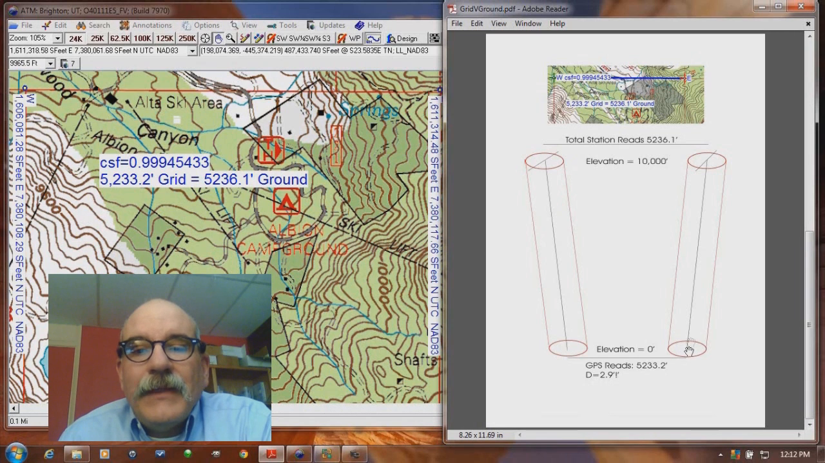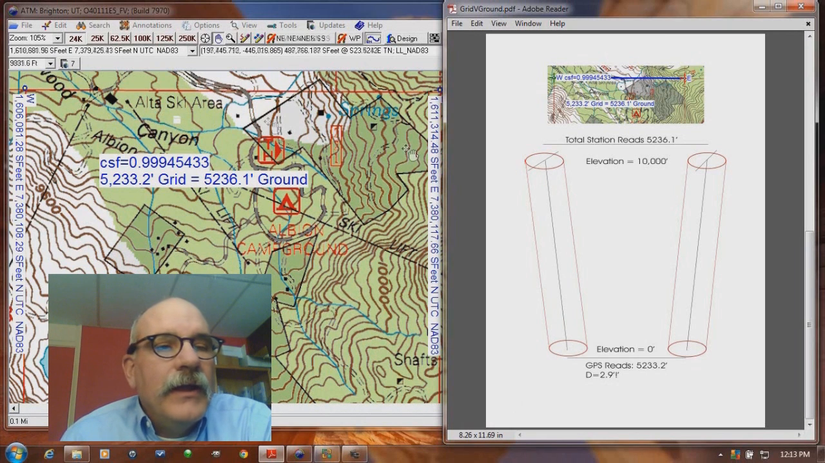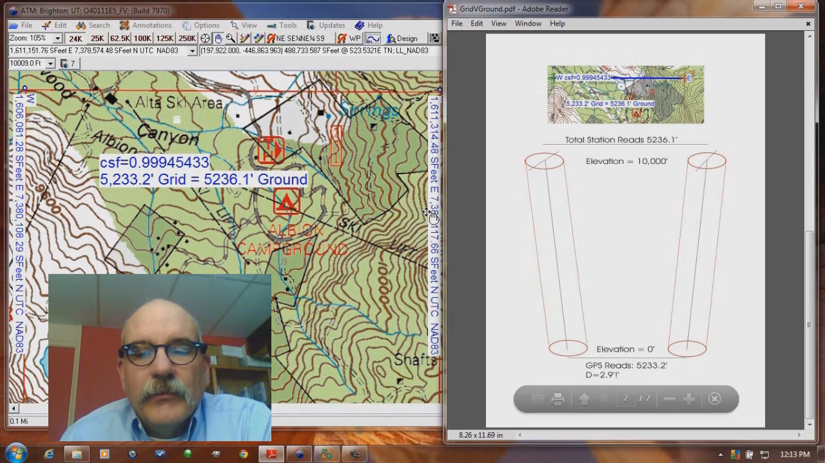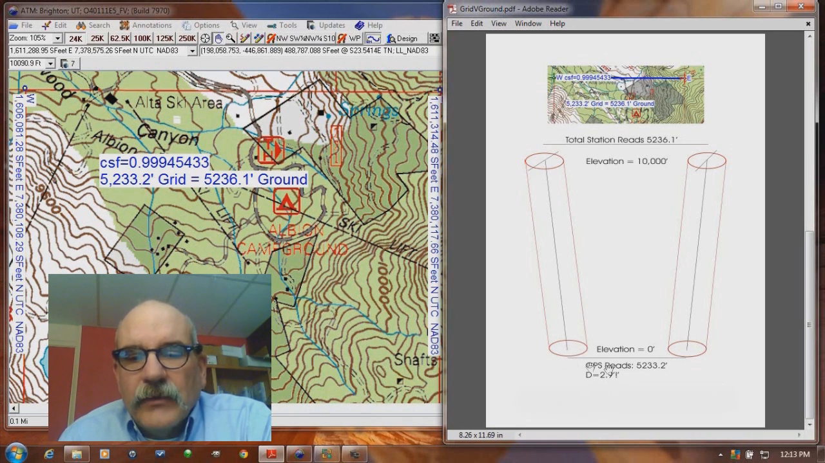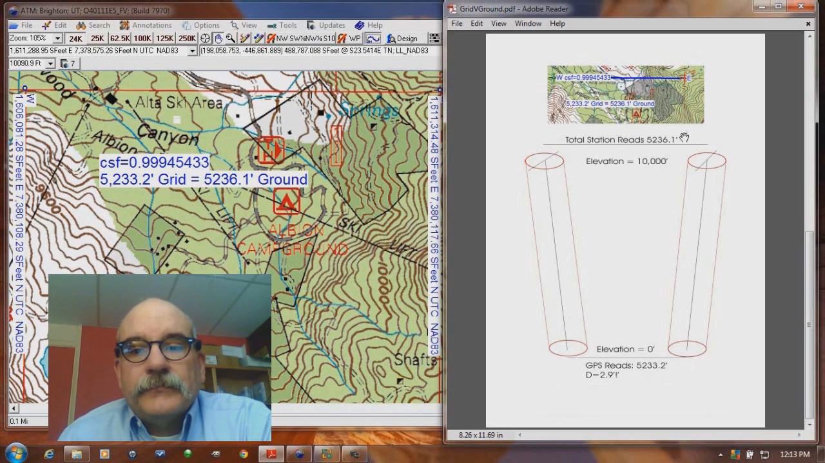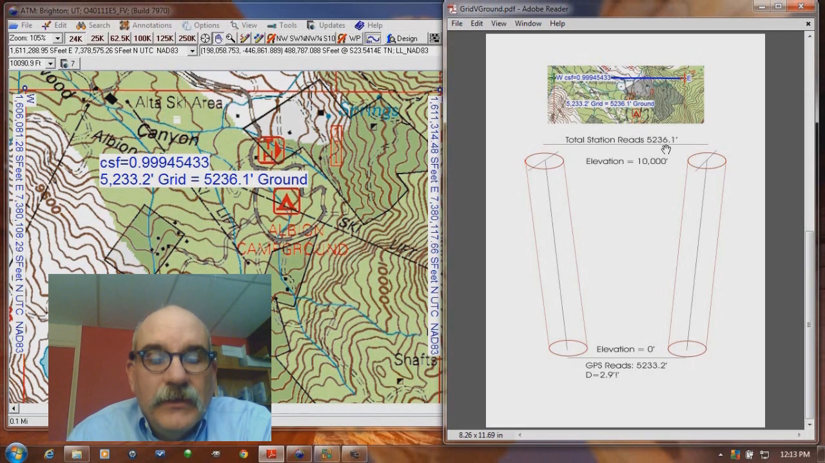The thing to remember is that every single point on these steel wires has the same state plane coordinate. So all of the points that are on this steel wire have this state plane coordinate, and all of the points that are on this steel wire have this state plane coordinate. So when we calculate the distance between the two wires, we're actually calculating the distance down at sea level, an elevation of 0. When we shoot the distance with a total station, we're actually up at 10,000 feet and we get 5,236.